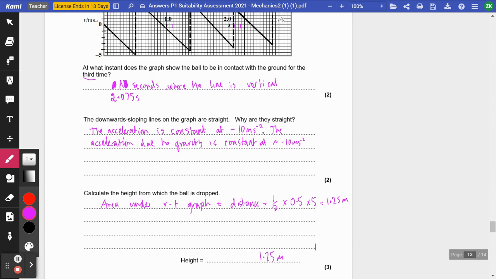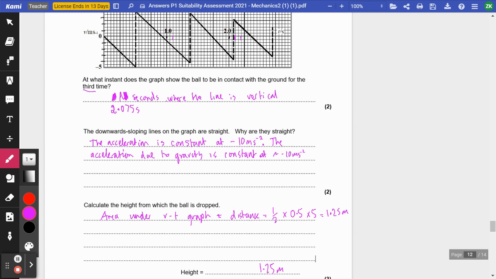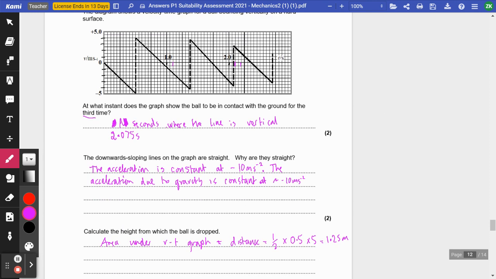The downward sloping lines on the graph are straight, so 1, 2, 3, 4. Why are they straight? First of all, what does the gradient represent on a velocity time graph? The gradient represents the acceleration. So these sloping lines represent acceleration. That's the first mark, and then it is constant. A straight line on a velocity time graph reflects constant acceleration. So those are your 2 marks.